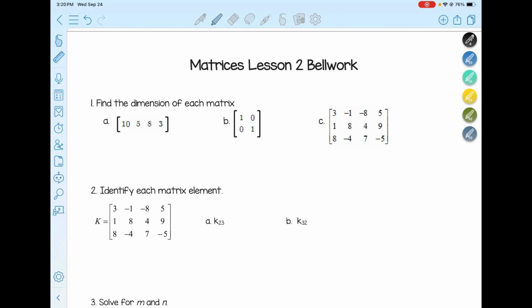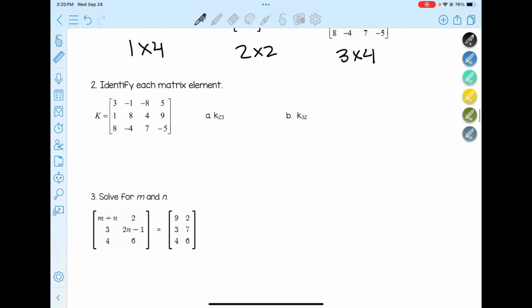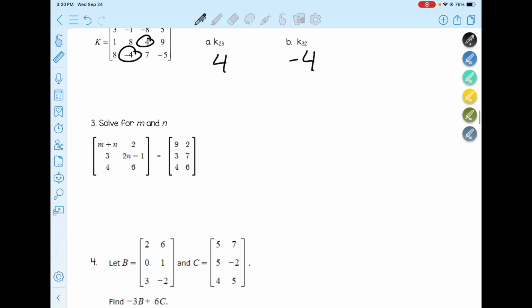So as we go over this together, first we want to find the dimensions of a matrix. Remember, the first thing we want to do is find the rows, and then find the columns. So A would be a 1 by 4, B would be a 2 by 2, and C would be a 3 by 4. Similarly, when we're talking about elements of a matrix, if I have K2,3, it means I go second row, third column, which is 4. K3,2 means third row, second column, which is -4.